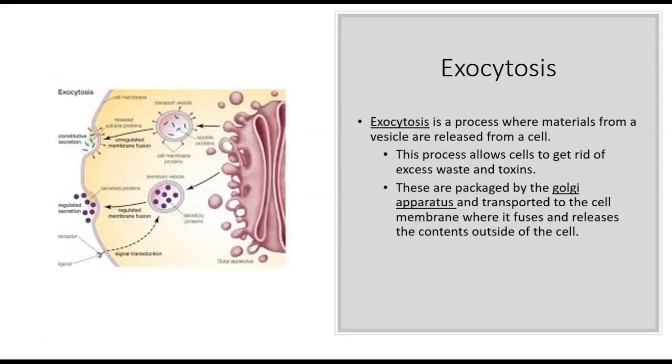Exocytosis is the process where the material from the vesicles are released from the cell. So that's where cells are able to get rid of their excess waste and their toxins. These are packaged by the Golgi apparatus, and then they're transported to the cell membrane where they fuse with the cell membrane over here and are expelled from the cell. So that's exocytosis, getting rid of excess waste and toxins.